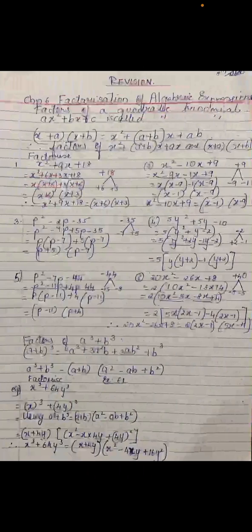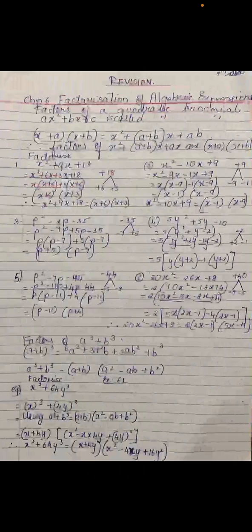Now the second example, x square minus 10x plus 9. Here the coefficient of x square is 1 and the last term is 9. So you have to find the factors of 9 such that the addition of both gives 10 in the middle term. So here minus 9 into minus 1 will give you plus 9, and minus 9 plus minus 1 is equal to minus 10x. So x square minus 9x minus 1x plus 9.